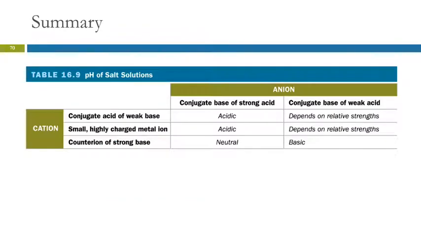So this summarizes what we were just talking about. Different combinations of conjugate acids, conjugate bases. So for the cations, we can think of them as counter ions of strong bases. We've also got the small, highly charged metal ions in there, the iron 3 plus and the Al3 plus. And we've got the conjugate acids of weak bases.